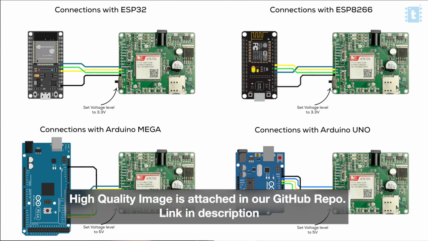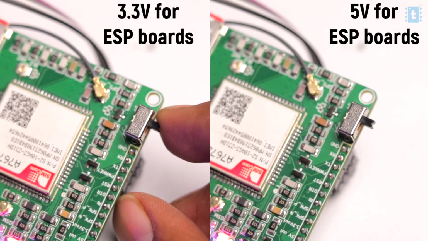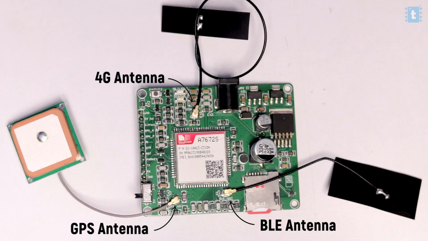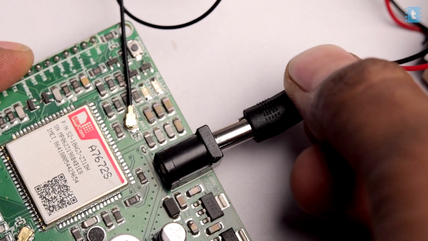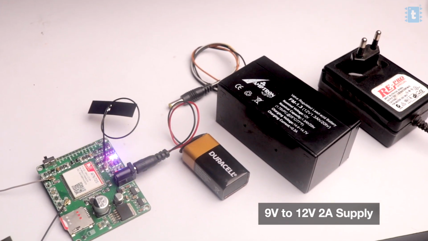So let's get started. Before moving ahead with the code part, make sure the 4G module is connected properly with the microcontroller board of your choice. The SIM card is inserted in the correct position. The voltage level switch is at the right position. All the antennas are connected to the respective slot. And the module is powered up properly with a 9 volt to 12 volt 2 ampere power supply.